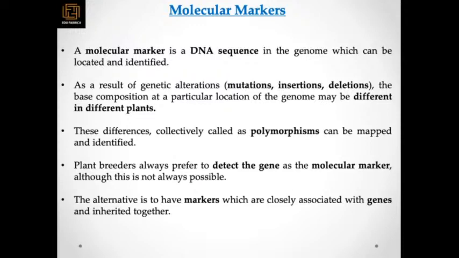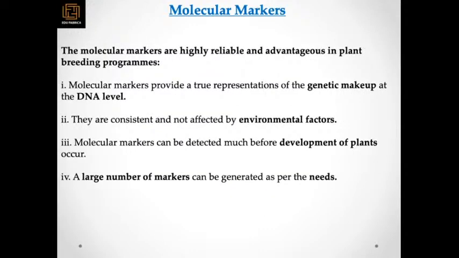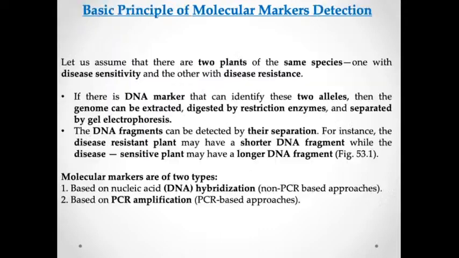Again, I will repeat, due to the results of genetic alterations, the base compositions at particular locations of the genome may be different in different plants. And these differences are collectively called polymorphism. And plant breeders like to detect these molecular markers in order to solve many questions. Further, these markers are also associated with the genes and inherited together. So why are they quite important, why are they highly reliable, why are they advantageous, why are they used in plant breeding programs? So mainly, they provide a true representation of genetic makeup at the DNA level. They are consistent, they don't change with time, and they are not affected by environmental factors. Large numbers are present as per your needs.